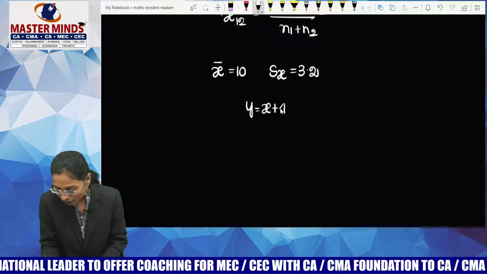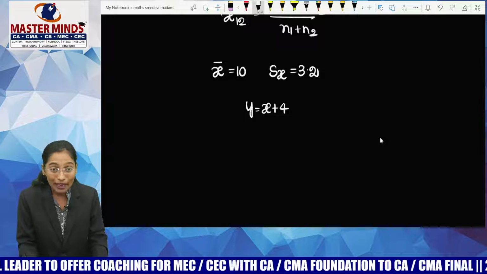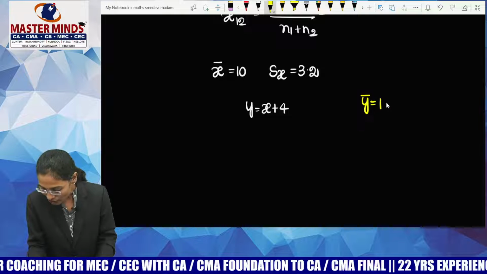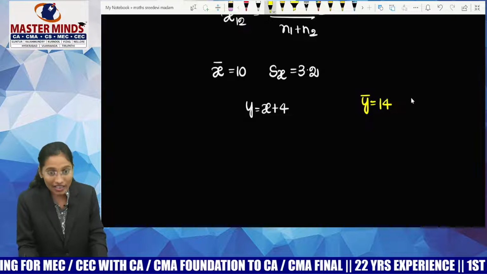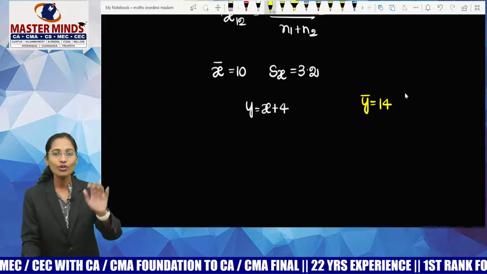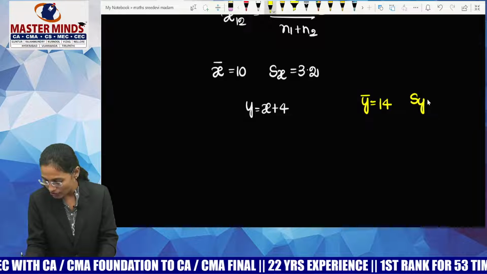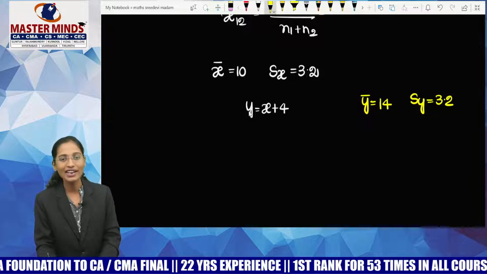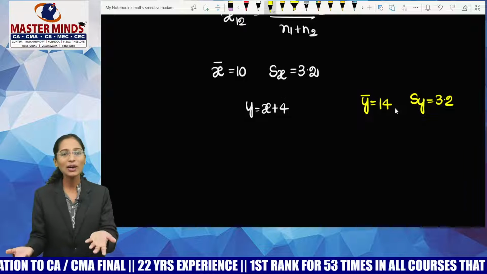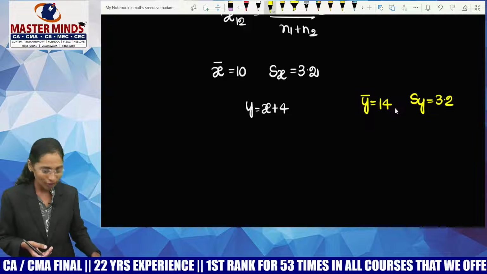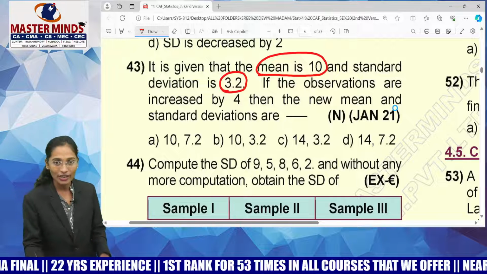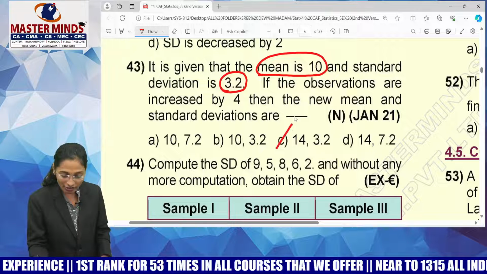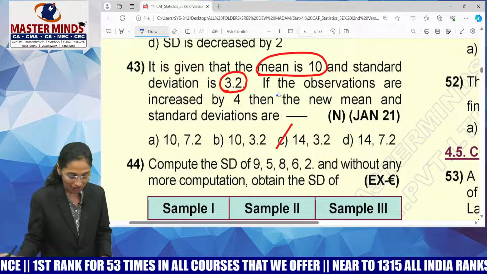Guys, can you please tell me what is Y bar? X bar plus 4 means how much? Yes, 14. But is it change of origin or scale? Origin. Is standard deviation affected? Not so. So standard deviation of Y equals 3.2. Or else if you want to go through the formula, modulus 1 into standard deviation of Y equals modulus 1 into standard deviation of X, as the coefficients are 1 and 1 only, right? Now let's see what our question is: the new mean and standard deviation. What is the new mean? 14. And the new standard deviation? 3.2. That's how you can solve the MCQ, guys.